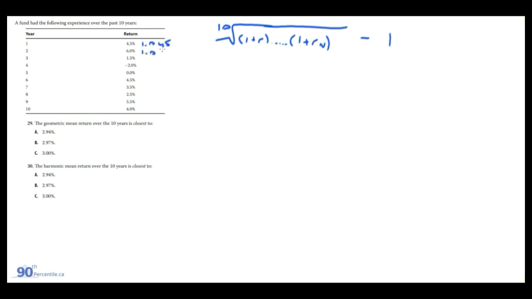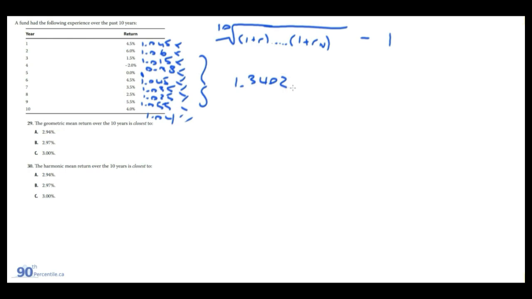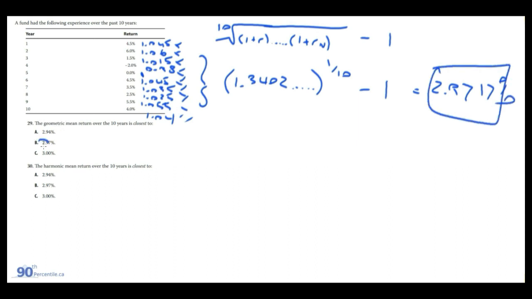Just add 1 to all of these. 1.06, 1.5, 0.98. This is 1. Sorry, it's getting a bit crunched up there. 1.045, 1.035, 1.025, 1.055, and 1.04. Multiply all of these, and we get 1.3402. And it goes on for a bit, but that's fine. And then we put this to the power of 1 over 10, which is the same as the root of 10. Subtract 1, and our answer is 2.9717%, which is B.